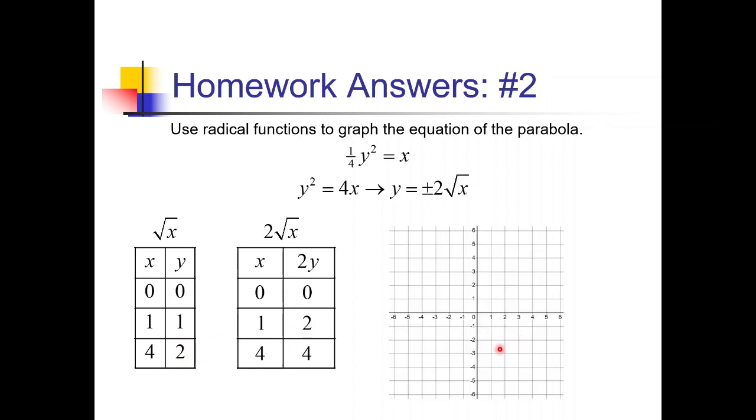Let me graph all that out. So that's going to be 0, 0, 1, 2 is right here. And 4, 4 is here. And now to do negative 2 radical x, I just have to reflect these points here over the x-axis. So this point's coming down here to 1, negative 2. This point is now going to be 4, negative 4. And then let me just draw the parabola going through all of those dots.